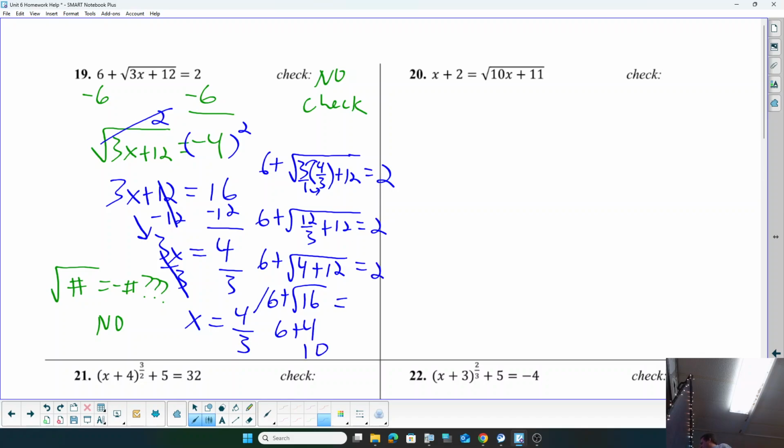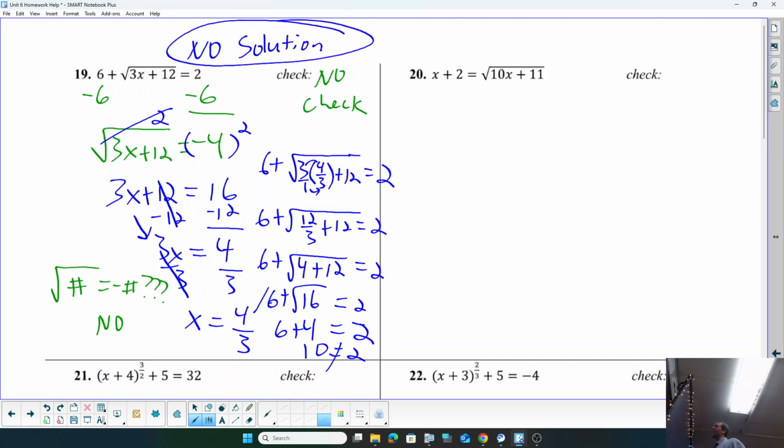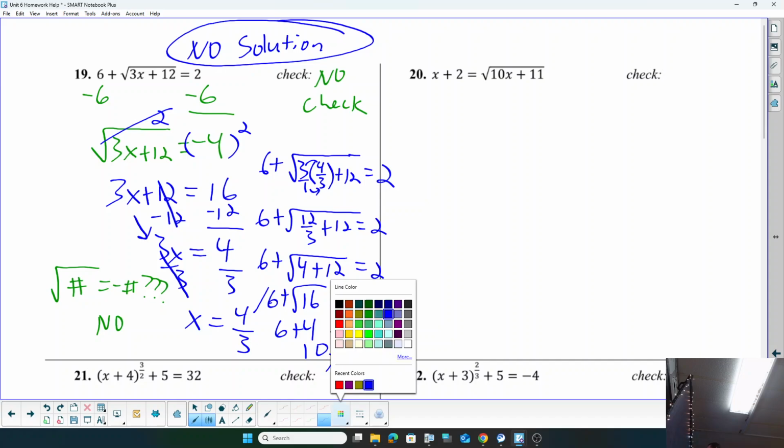And does 10 equal 2? 10 does not equal 2. So this one, the answer is no solution. I still checked it, but no solution, because we knew that a square root will never yield a negative number. Now we've got to power 2 both sides.